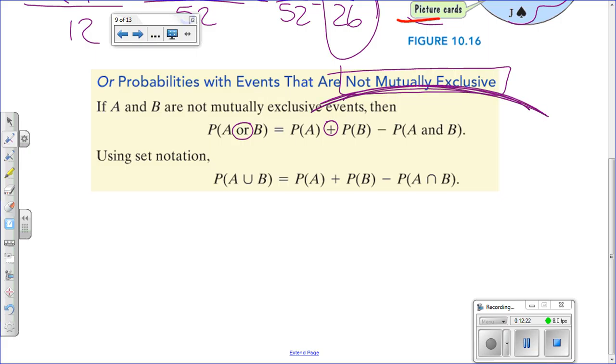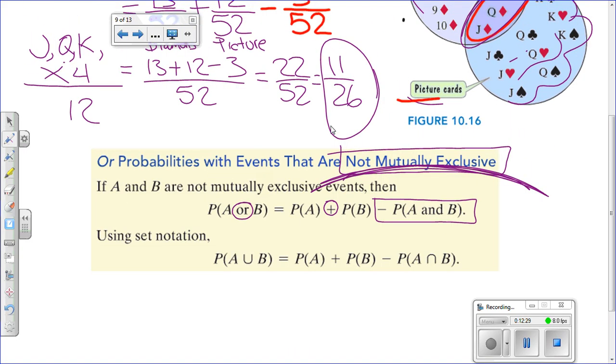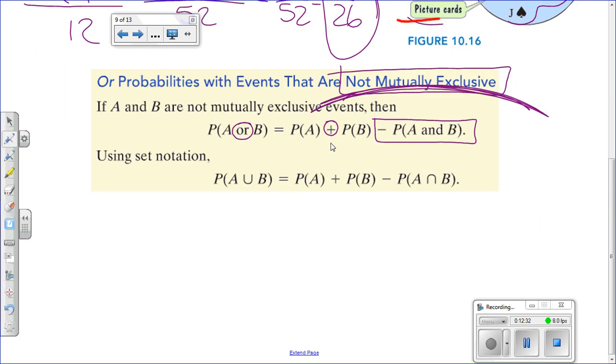So because of that, we have to subtract that intersection. And so that's what I did by subtracting 3 over 52. The symbol for intersection is like an inverted U. That will mean intersection. And this one right here will mean union. All right, so let's go to the next slide. We're almost done.